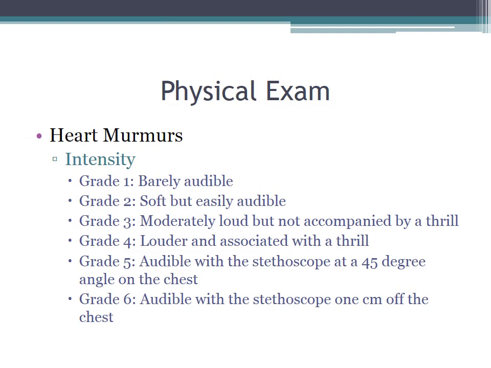A grade 5 out of 6 has a thrill and is audible with the stethoscope at about a 45-degree angle to the chest, and a 6 out of 6 has a thrill and the murmur is audible with the stethoscope 1 centimeter off the chest. Now, the intensity of the murmur can be influenced by the status of cardiac output. Any factor that increases the cardiac output, like fever, anemia, anxiety, or exercise, intensifies any existing murmur, or can even produce a murmur that's not audible at basal conditions.